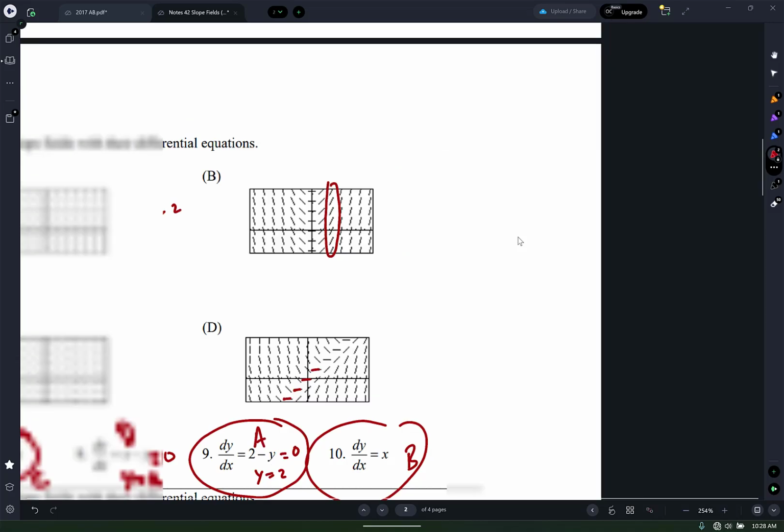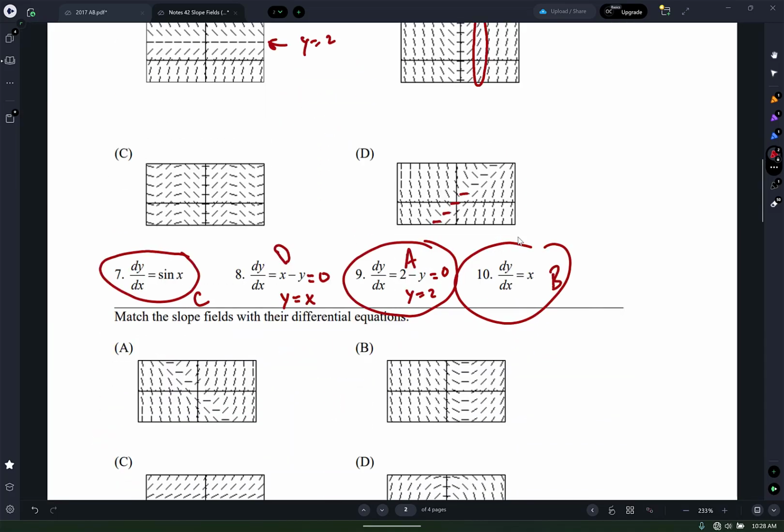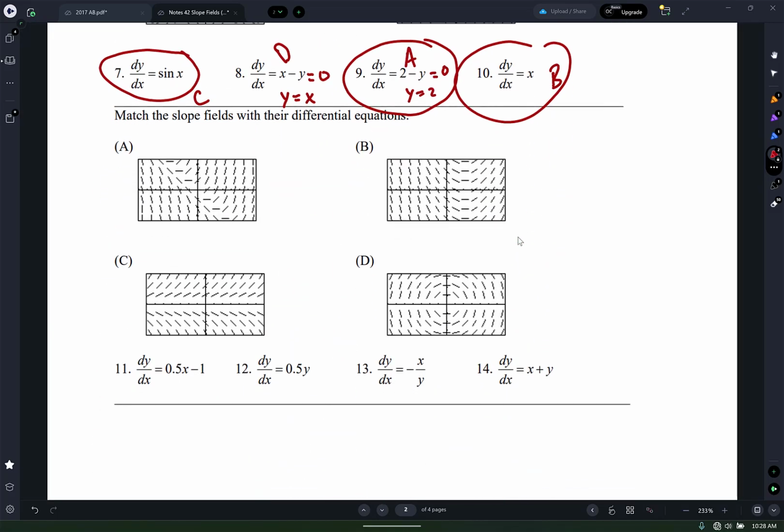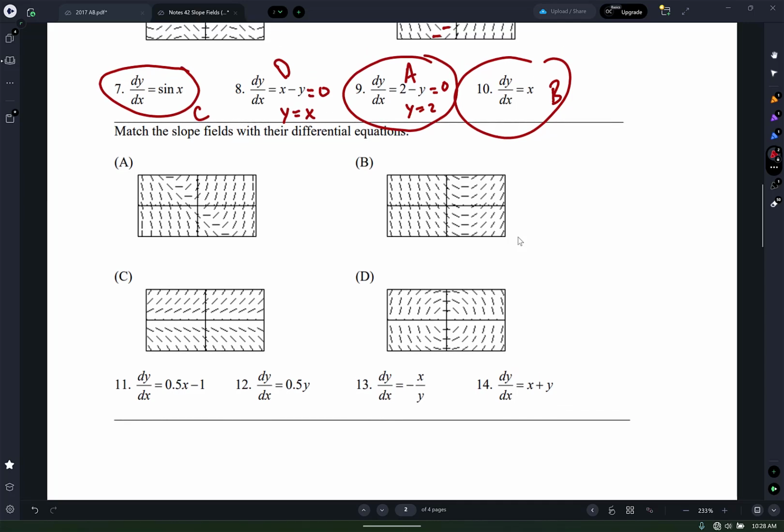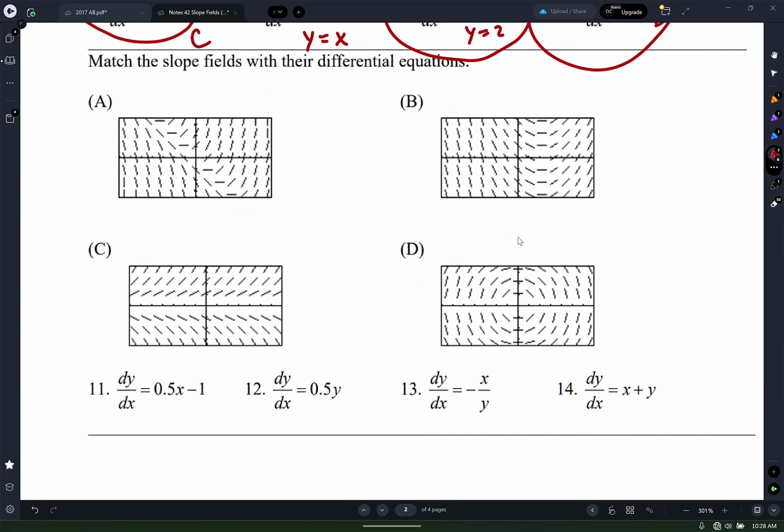Yeah, so we're not robots. So I think we're doing good, guys. All right, now let's go to number 11. Oh, it's the same thing. We're still doing matching.